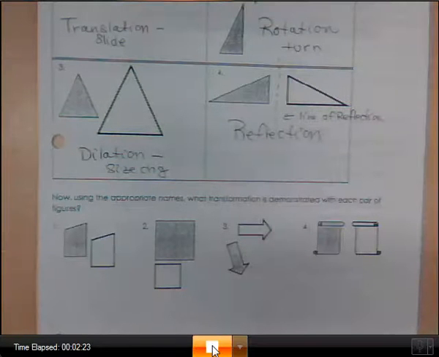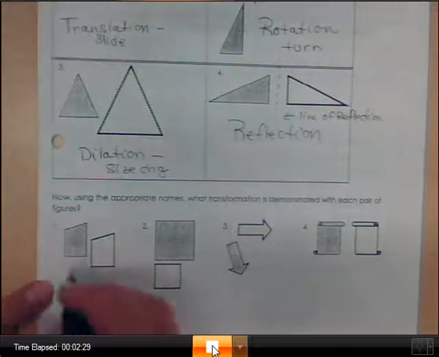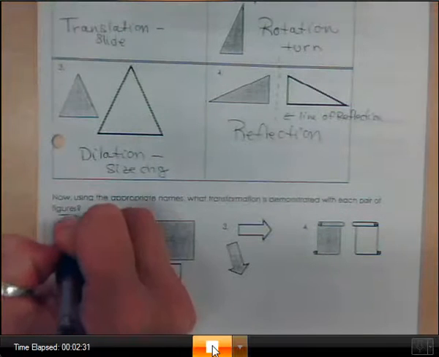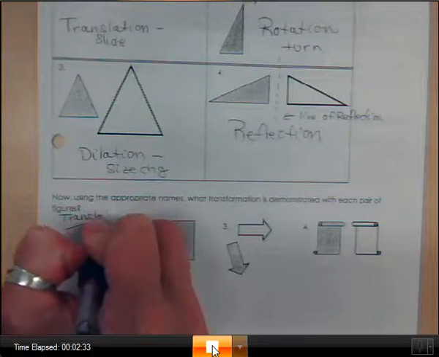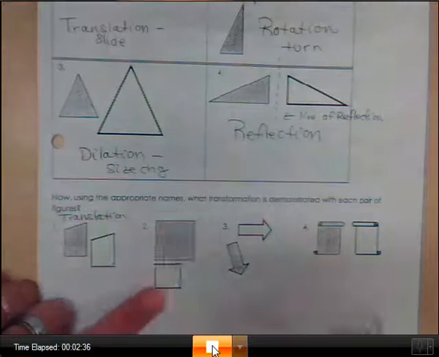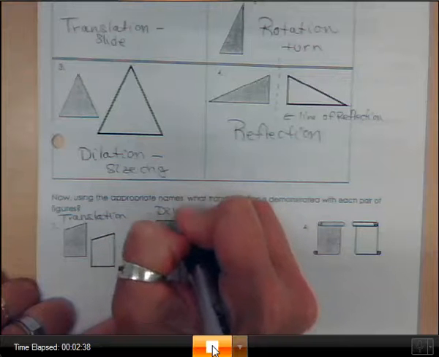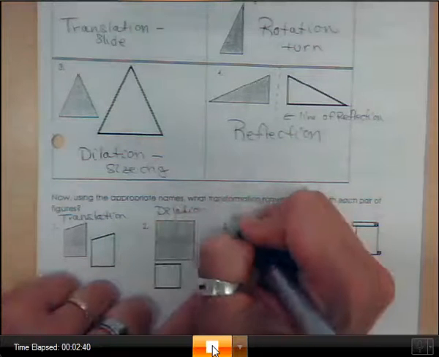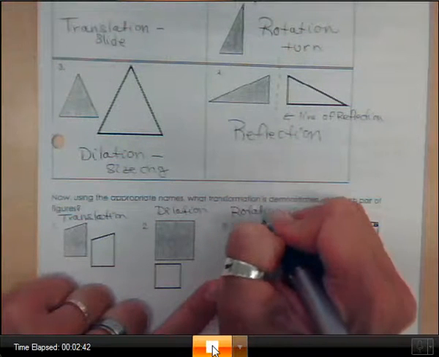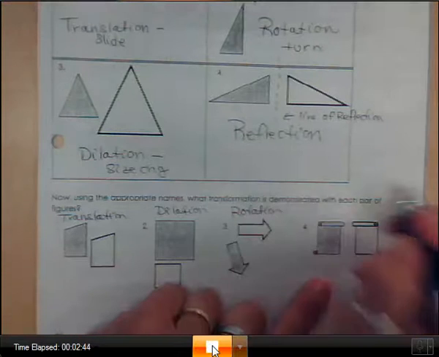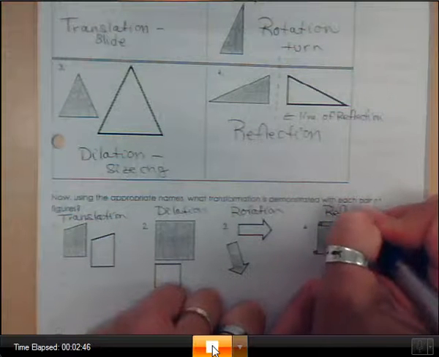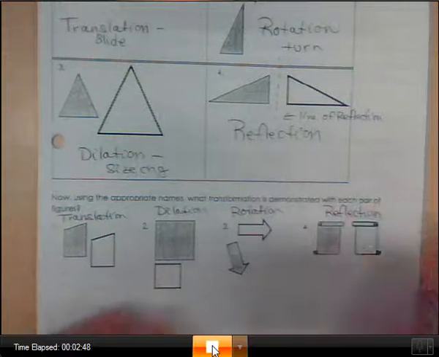All right, now let's go down and take a look at those bottom ones at the bottom. What do you say about number 1? Translation? What about number 2? Dilation. 3? Rotation. And 4? Reflection. All right, let's flip to page 2.